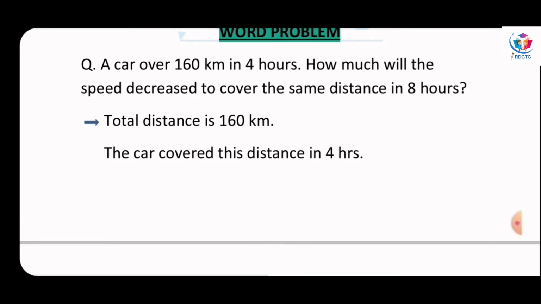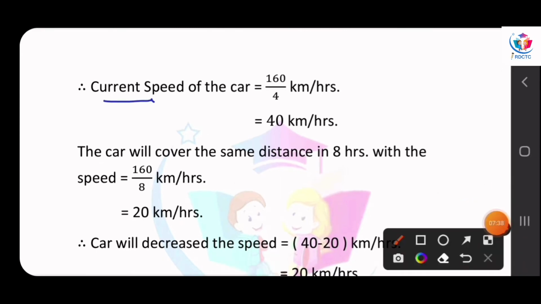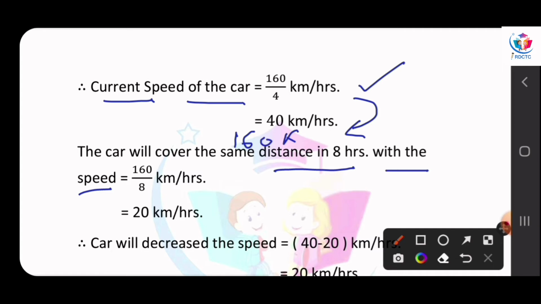Already we discussed it. Next, it is written here, the current speed of the car is 160 by 4 km per hour, and we get our answer, that is 40. The car will cover the same distance in 8 hours. In the next line, it is written that the car will cover the same distance in 8 hours with the speed 160 by 8. It means we already know the distance is 160 km. Now we have to find out the speed of the car.